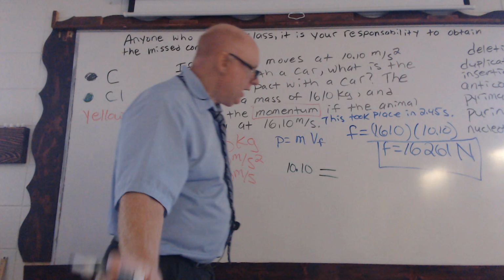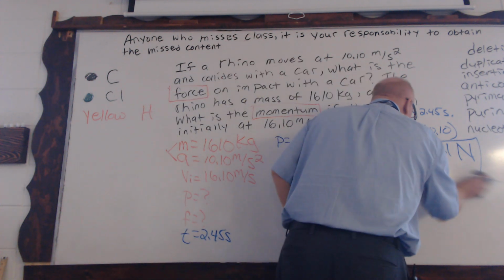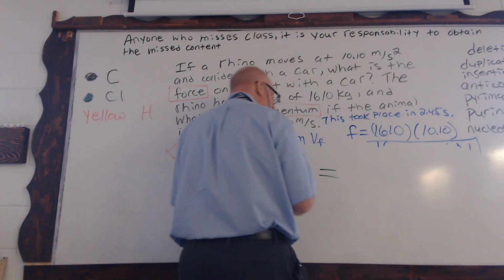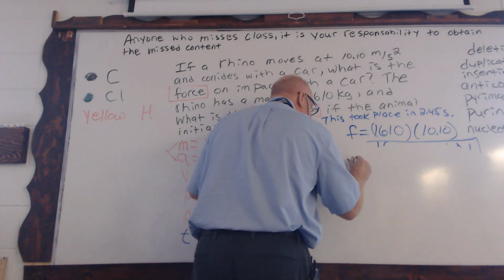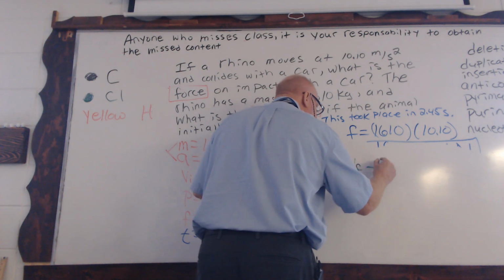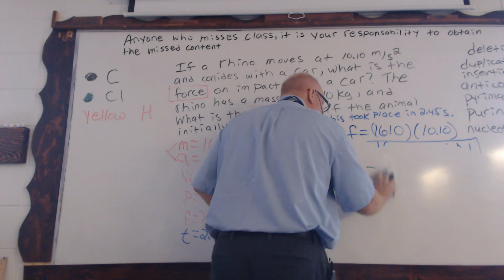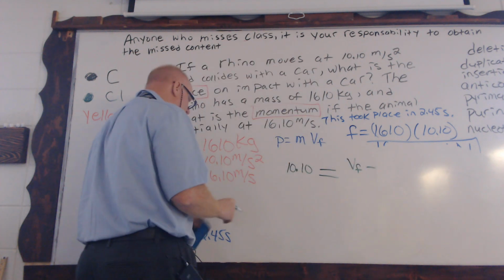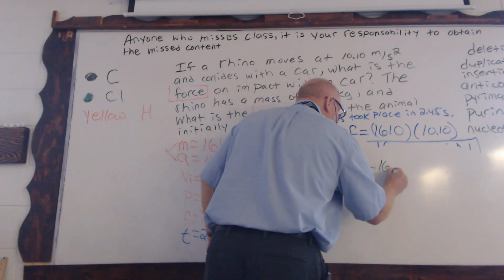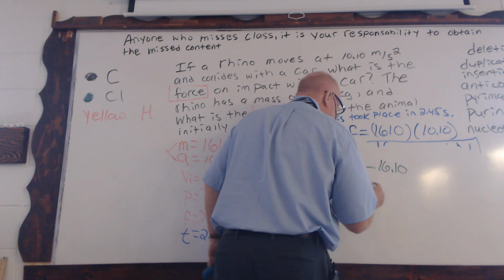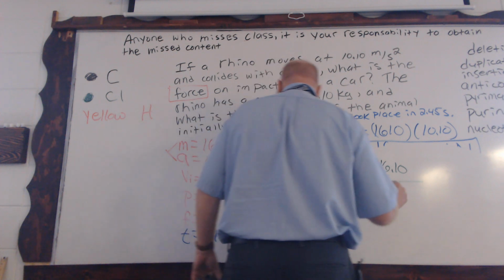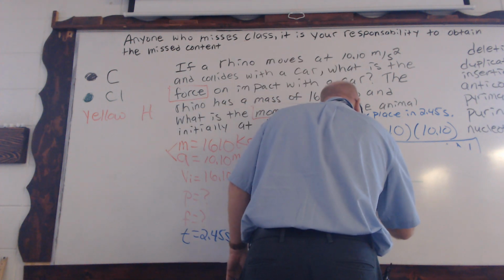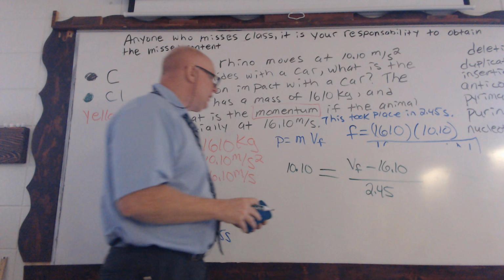Then what do we have on the right-hand side of that equation? Initial velocity, VI. Well, we don't need to put VI in there. 16.10. And then what? Divided by 2.45. Okay, so we've got this fraction here.